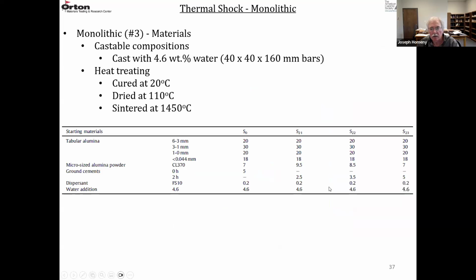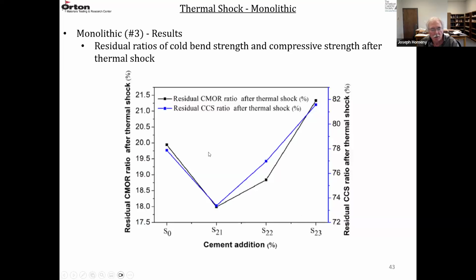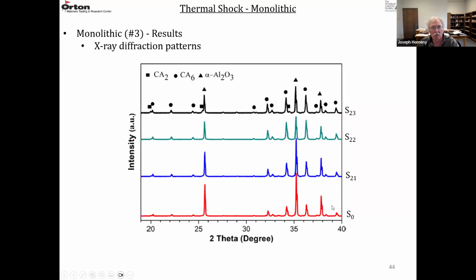So going all the way back, S0 had 5% cement, S21 2.5, S22 3.5, and S23 had 5%. So this one at 3.5 is getting close to this one at 5, and this one has the same cement content as this. They both have 5%. So the finer particle size cement improves the thermal shock resistance.